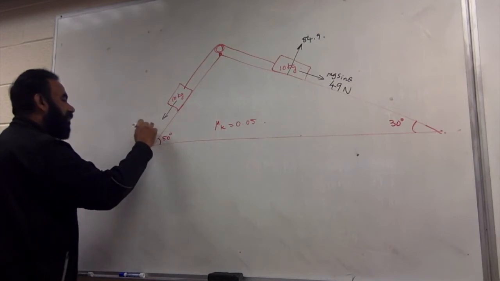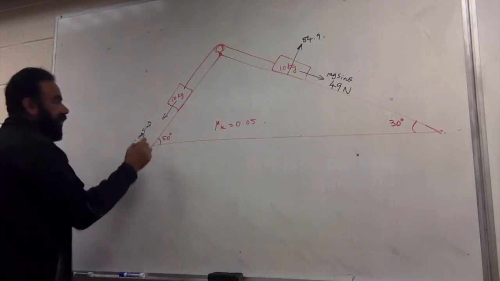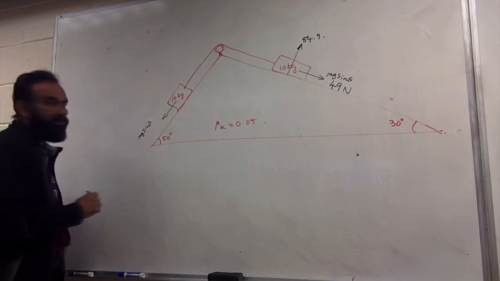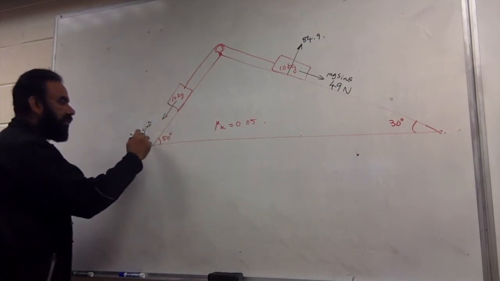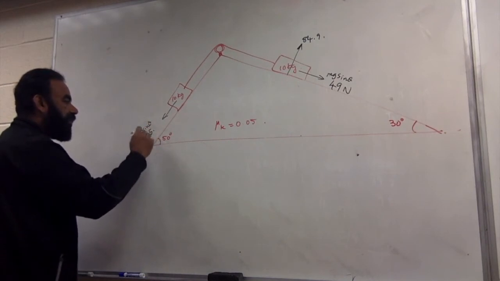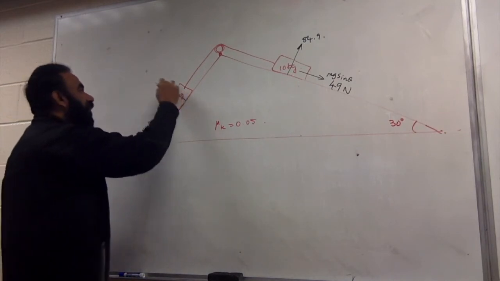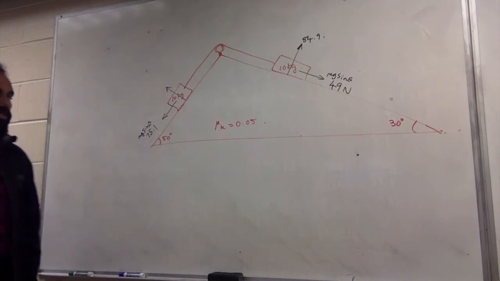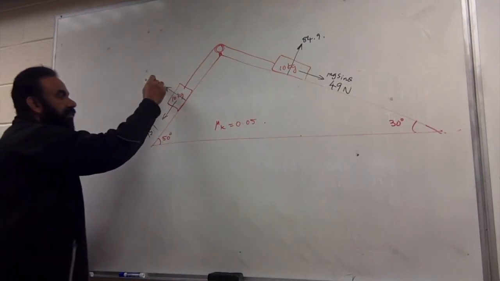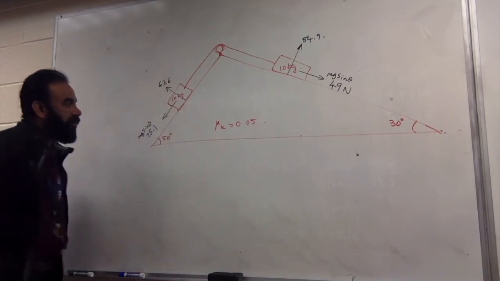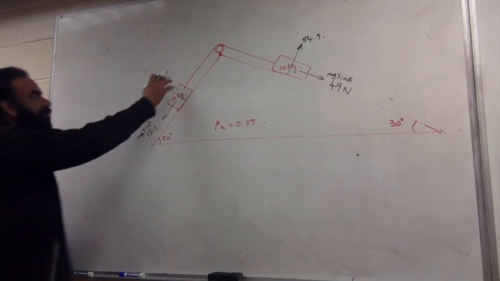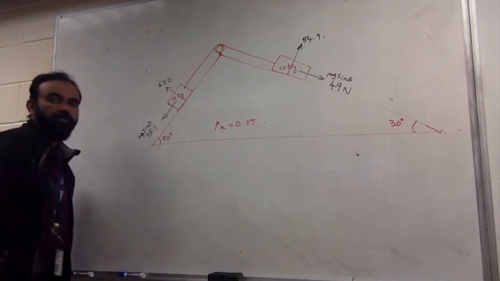And then this one's mg sine theta is what? Mg sine theta is equal to 98 sine 50. 75.1. And the normal reaction here is mg cosine 50. 63.0 newtons.